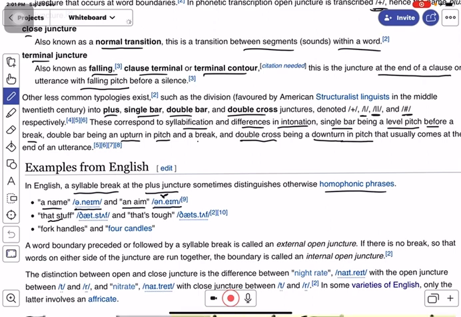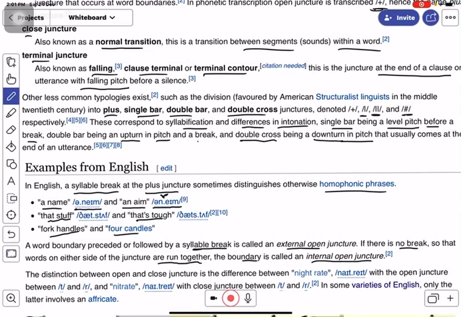That stuff and that stuff. Four candles and four candles. The word boundary preceded or followed by a syllable break is called an external open juncture. If there's no break on either side, they run together. The boundary is called an internal open juncture.